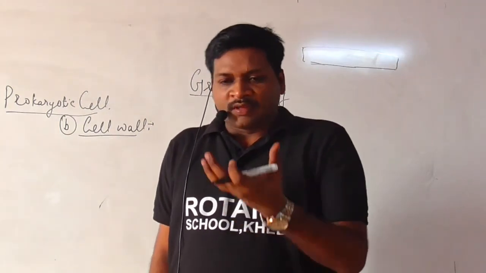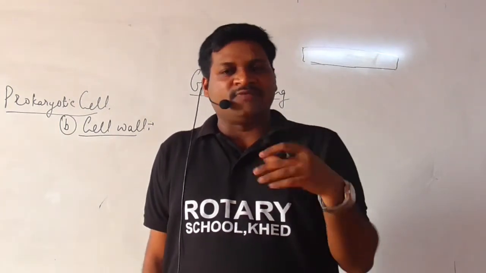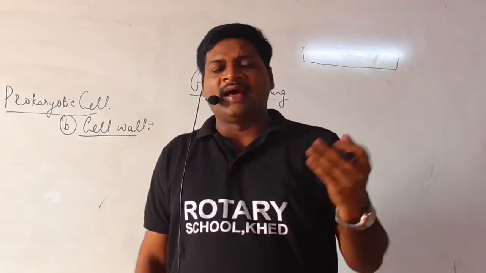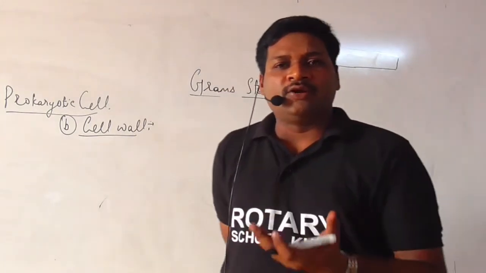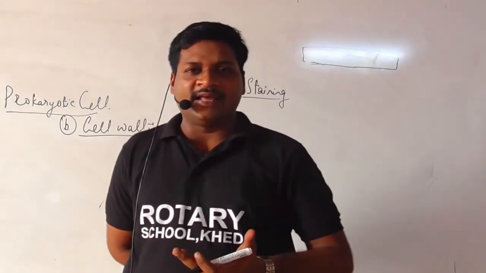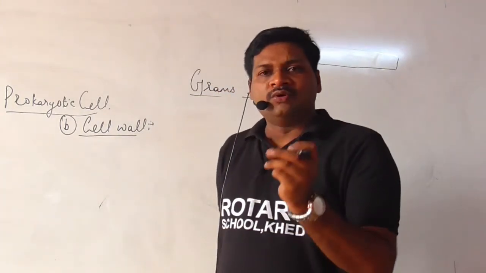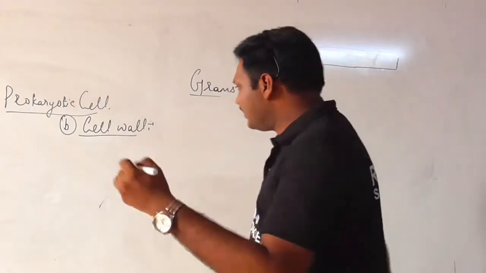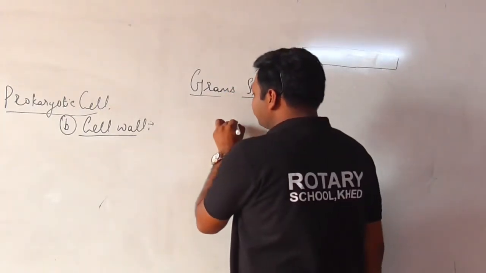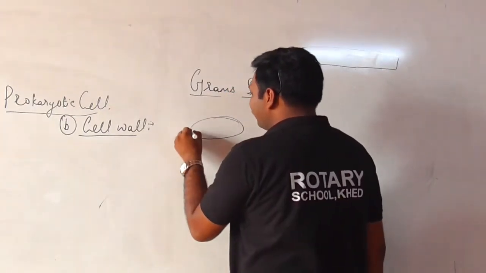We collect bacteria from different sources and culture them in an artificial culture medium. After that, we have to take a single colony. Petri plates are made up of glass.